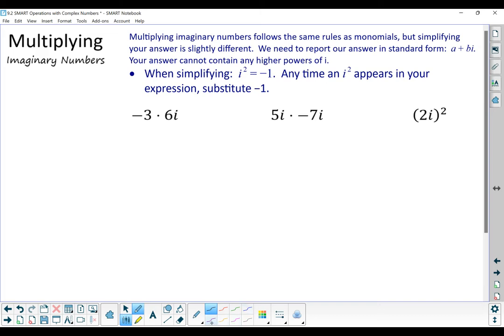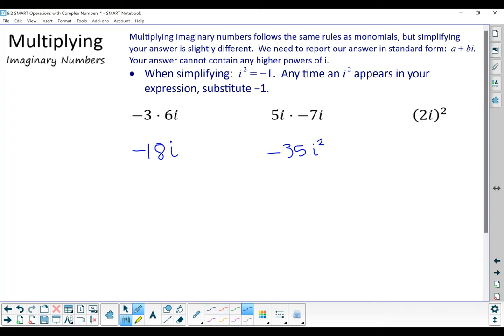So here are 3 little examples of multiplying these imaginary monomial terms with only one term. -3 multiplied by 6i is just going to give us -18i. That one, we don't have to do anything fancy to change because it's just an imaginary number, -18i. The next one is 5i times -7i. So this would be -35i squared.